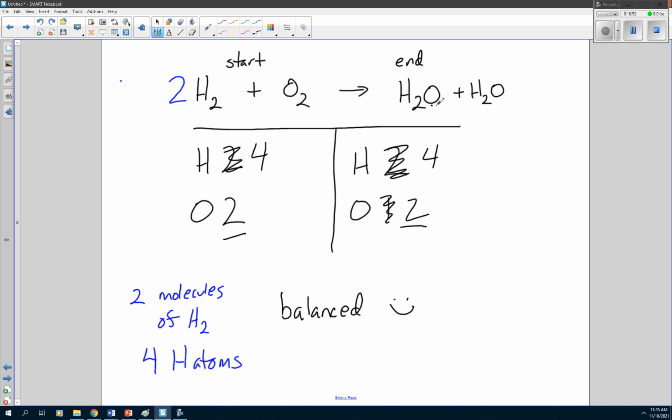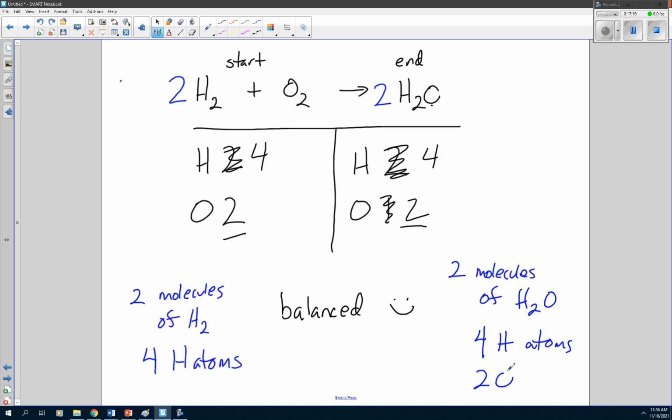And I could do exactly the same thing on the other side. Instead of writing H2O plus H2O, I can simplify this and put a coefficient of 2 in front, because the 2 in front of the H2O represents 2 molecules of water. And 2 molecules of water are going to have 4 hydrogen atoms and 2 oxygen atoms. Okay? And now our equation is balanced.